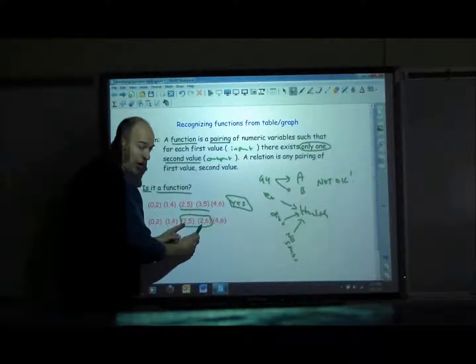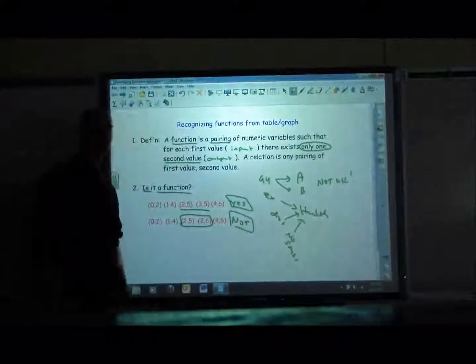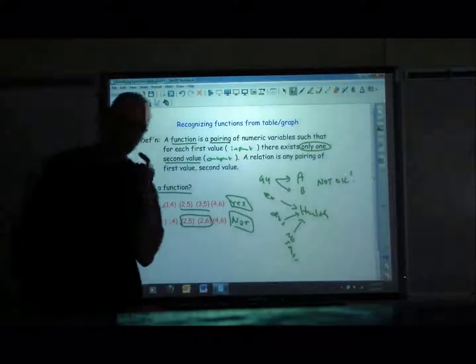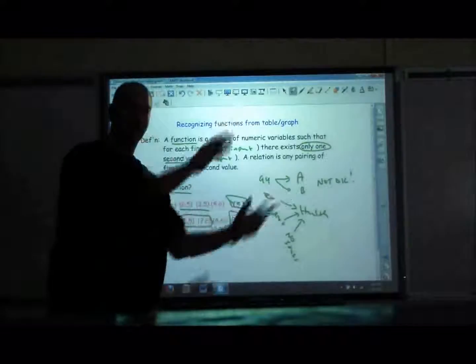So this is wrong right here, not a function. So you want to look for it. If it has an input, it can only have one output. You cannot have one input having multiple outputs.